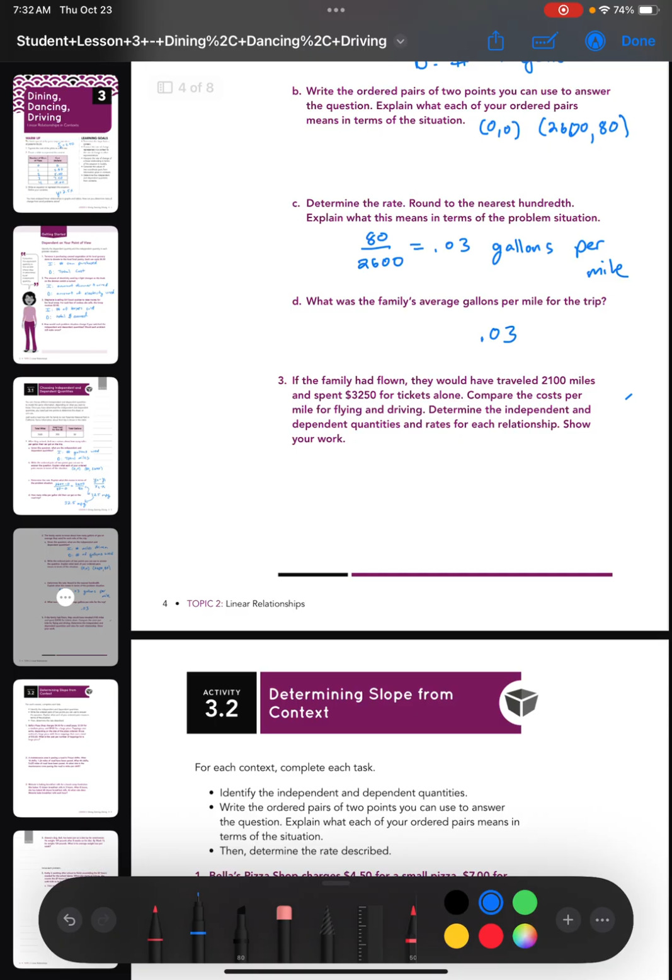So if the family had flown, would they have traveled 2,100 miles? And they would have spent $3,250 for tickets. So compare the cost per mile for flying and driving and determine the independent, dependent quantities and rates for each. Okay, well in that case, the independent quantity is going to be the number of miles traveled, and our dependent quantity is going to be our total cost.